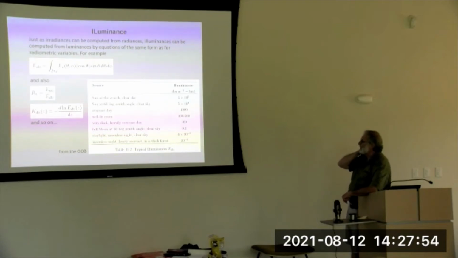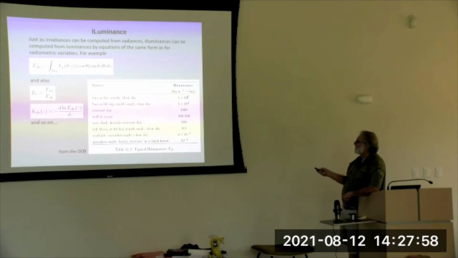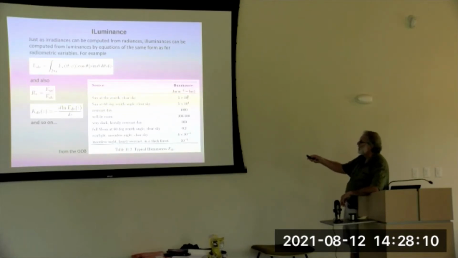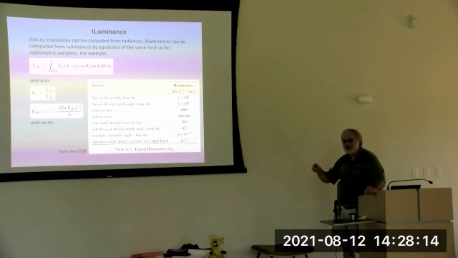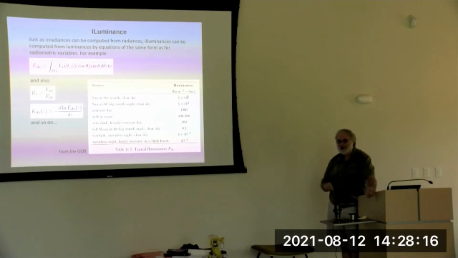There's just the numbers there. And the units of illuminance now are lumens per square meter. Remember when we had luminance, it was lumens per square meter per steradian. Now we've integrated over direction. So illuminance is lumens per square meter, which is always called lux. That's just an old term in the literature.